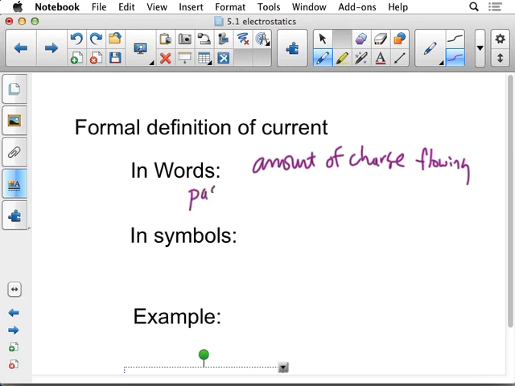past a given point in a unit time. This is very long and wordy. In other words, amount of charge per unit time passing through a point in a wire, for example, right? How many coulombs of charge pass through this point in the wire each second? That would be the current, okay?